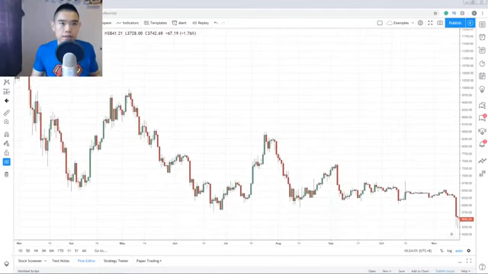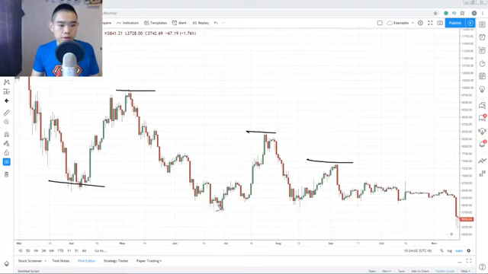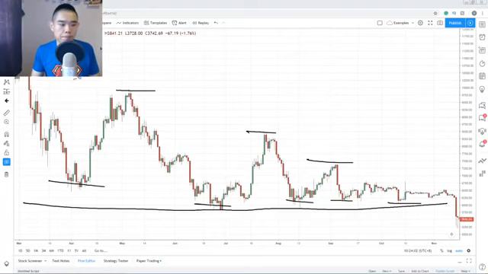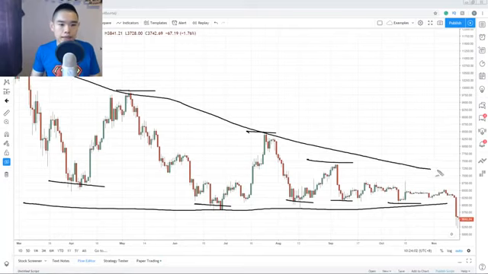So if you look at this, let's go back to basics. Identify swing high, swing low. Swing high, swing high, swing high, swing high. Swing low, what about it? Here, here, here, here, here. Notice it's pretty much a similar level. And if you study chart patterns, you know that this is what we call a descending triangle. Lower highs into support.